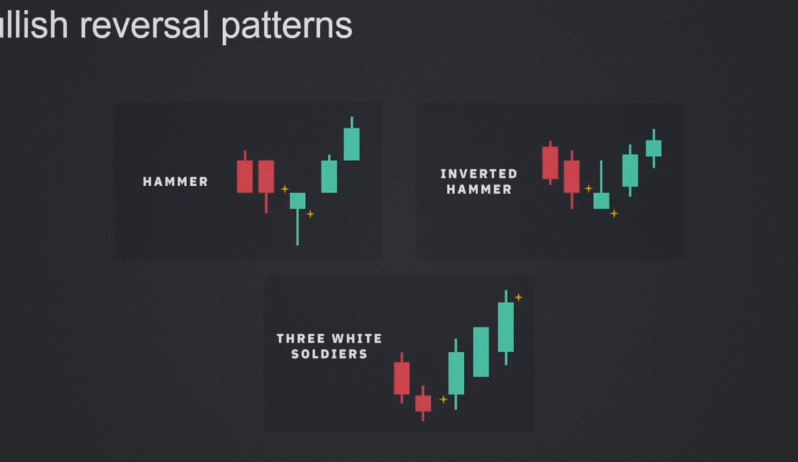For this pattern to be valid, the second and the third candlesticks should have the opening price within the body of the previous candle, and the closing price should be above it. And this is what gives us the reversal and the start of an uptrend. In other words, the buyers are taking control of the market, pushing the price higher. Okay, moving to the next slide.